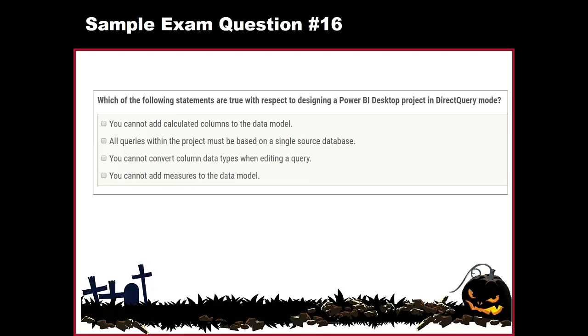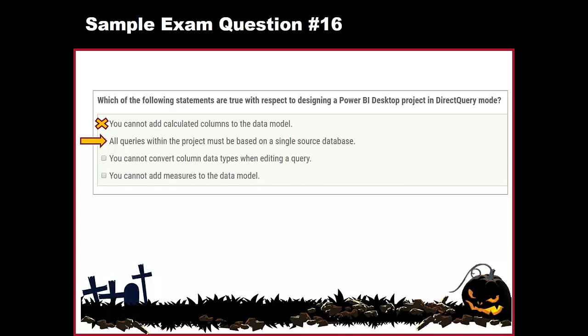First one, you cannot add calculated columns to the data model. You actually can add calculated columns. You weren't allowed to in the spring, but in June is when they opened that up and started allowing us to add calculated columns to the data model of a DirectQuery mode project. Okay, all queries in the project must be based on a single data source. That is true. And remember, once you go in DirectQuery mode, you no longer can have any imported data. So it's a very restrictive model.